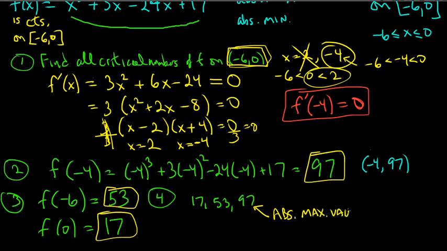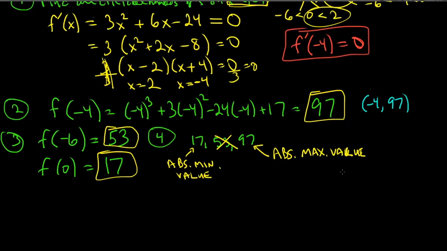value, right? That's the highest point, the highest value of the function. And then the smallest number, the 17, that's your absolute minimum, or minimum value. That's the lowest point of the function. The 53 is neither, so we can dispense with the 53. So to answer the question, we get an absolute maximum of 97, and it occurs at x equals -4.